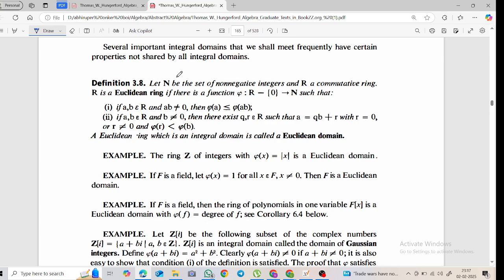What does it mean to be an integral domain? This is the definition. Please go through it. So phi is basically sort of an evaluation map. Phi is from R minus 0 to the natural numbers, such that if a and b belong to R with ab not equal to 0, then phi(a) is less than or equal to phi(b).